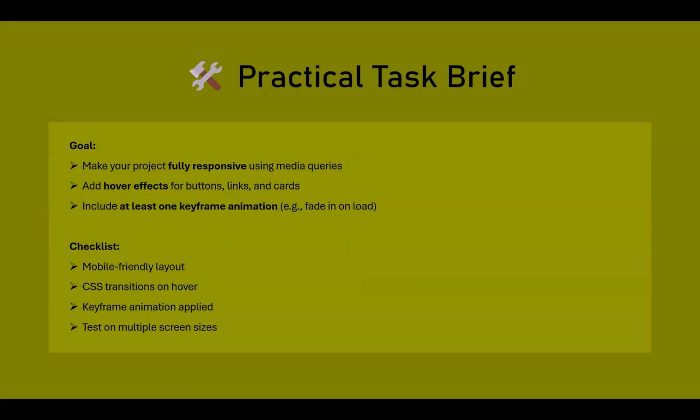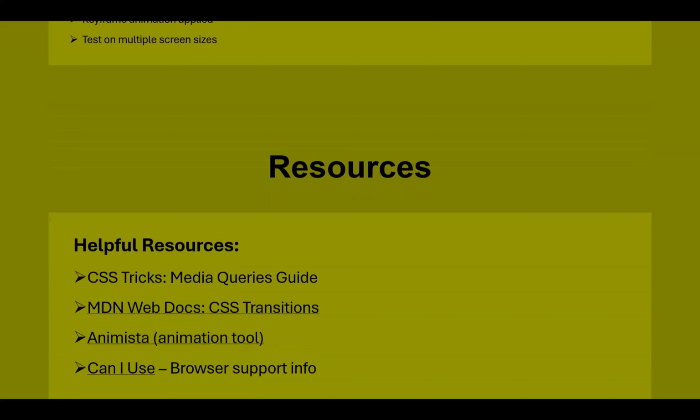So now we are going into the practical. For this one, we want to make our project fully responsive using media queries. We are going to add more hover effects for some other things on our page, and then include at least one keyframe animation so that we can see the practical example. The whole goal is to check off having a mobile friendly layout throughout, having some CSS transitions when we hover, adding a keyframe, and then testing this on multiple devices and screen sizes to see that everything works fine.